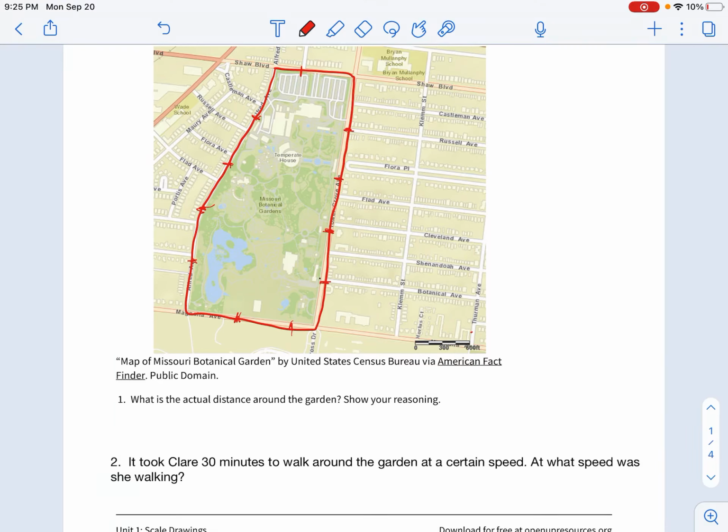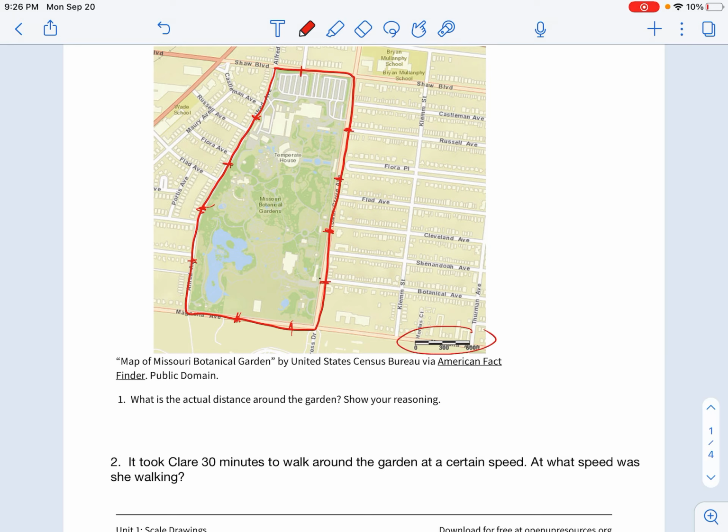All right, we're going to revisit scale drawings here. This first problem is just going to be a quick reminder, going through the steps on how we can use a map and a scale to find actual distance, and from that find the speed that Claire walks. So we've got the park here. Number one, we need to find the distance around it, so the whole perimeter.